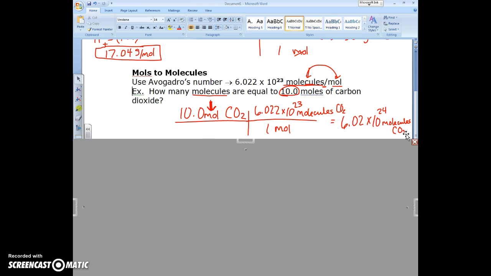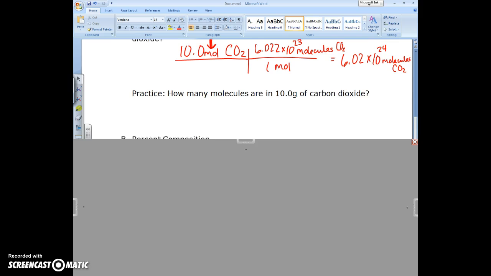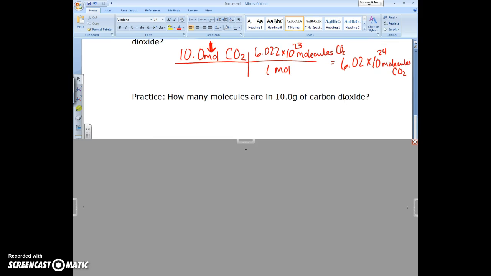Well, just like we did when we worked on these conversions before, we can combine them together. And we can use both molar mass and Avogadro's number in a problem like this. Similar problem, how many molecules, I see that key word, I know I'm going to have to use Avogadro's number, are in 10 grams of carbon dioxide. So this one is a little different.